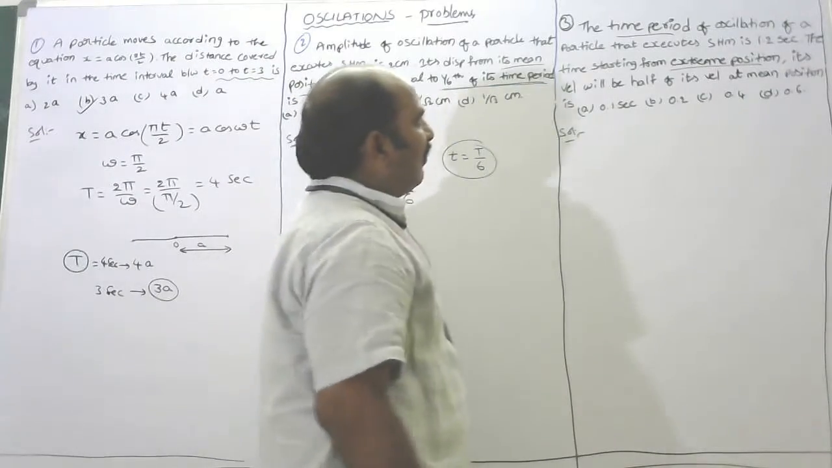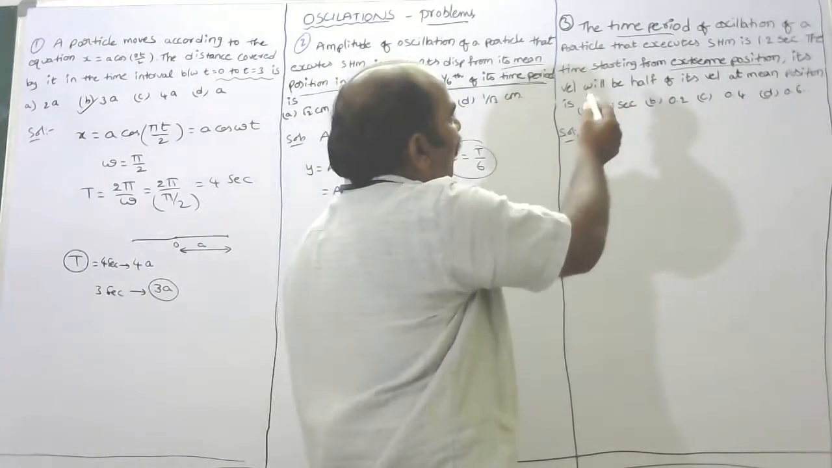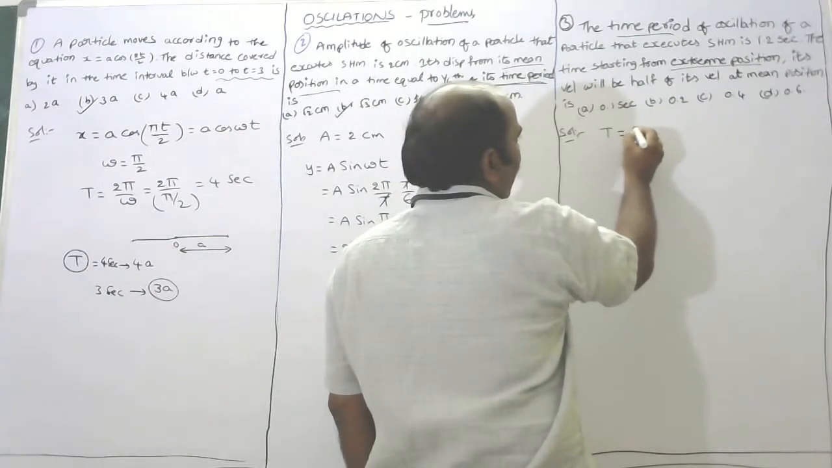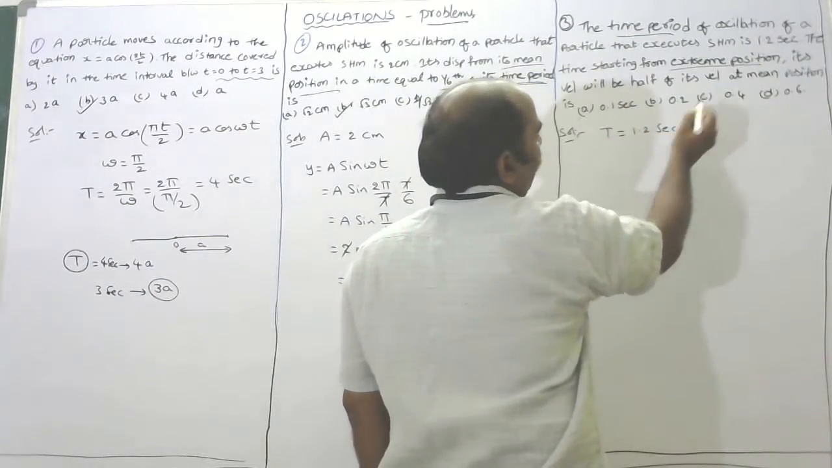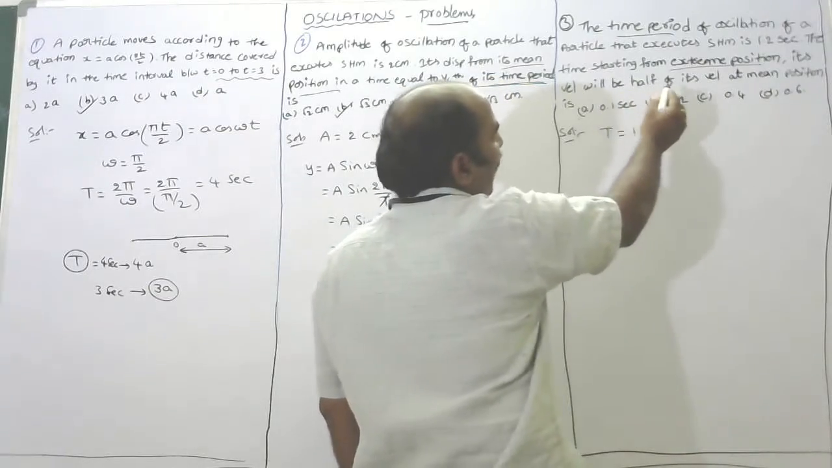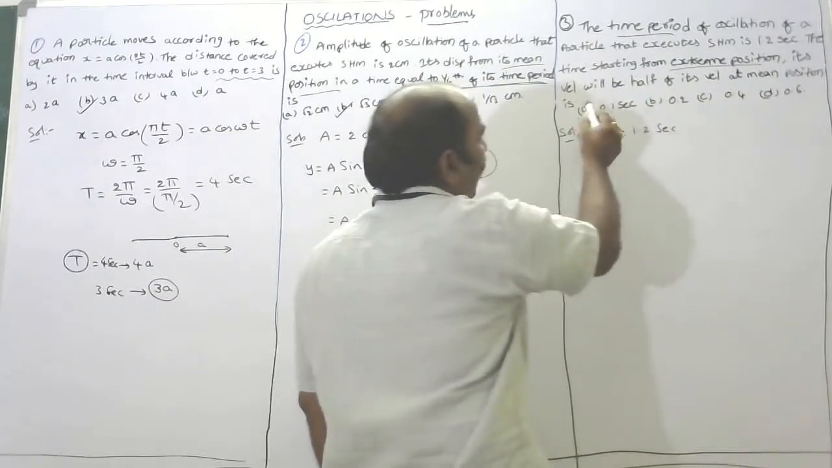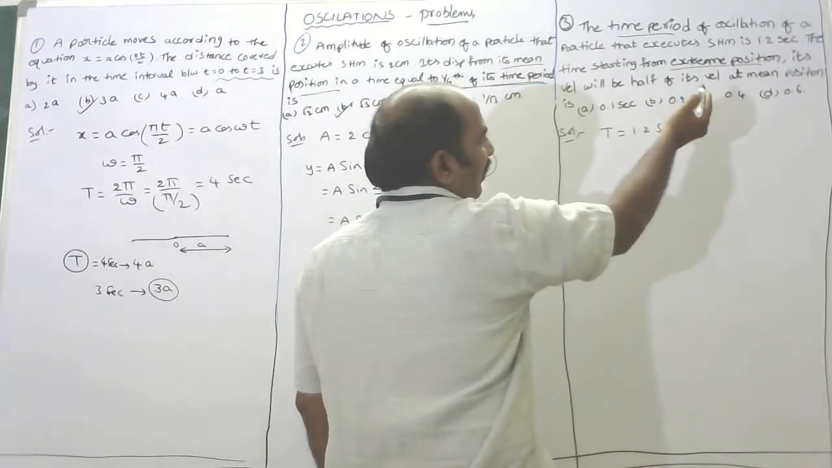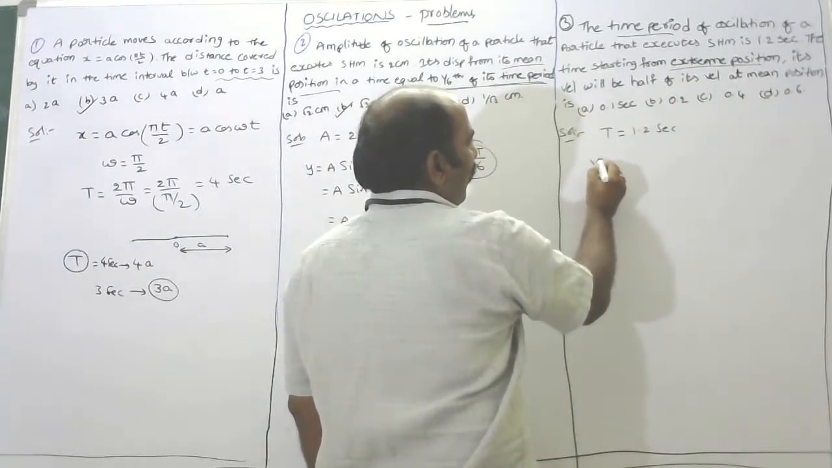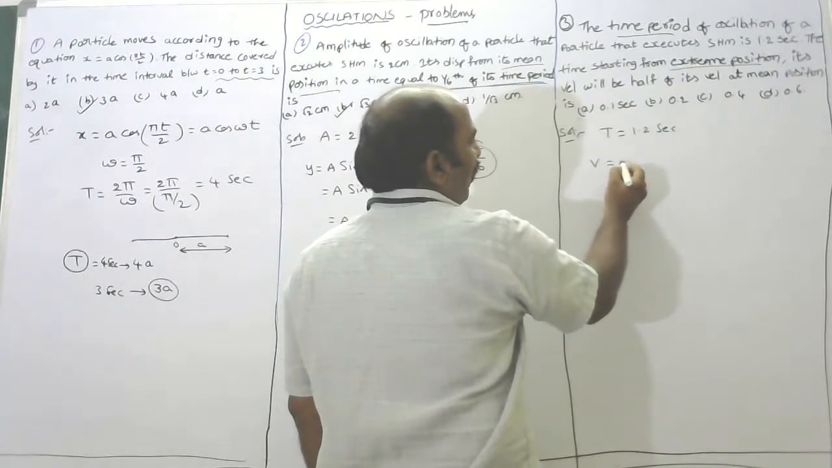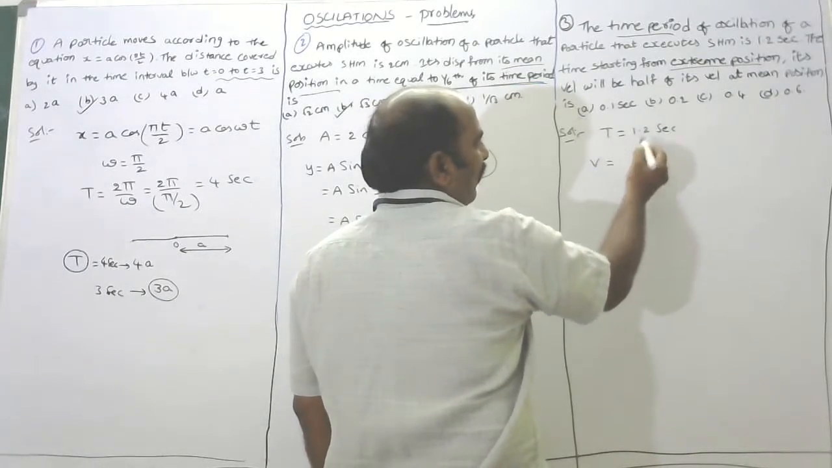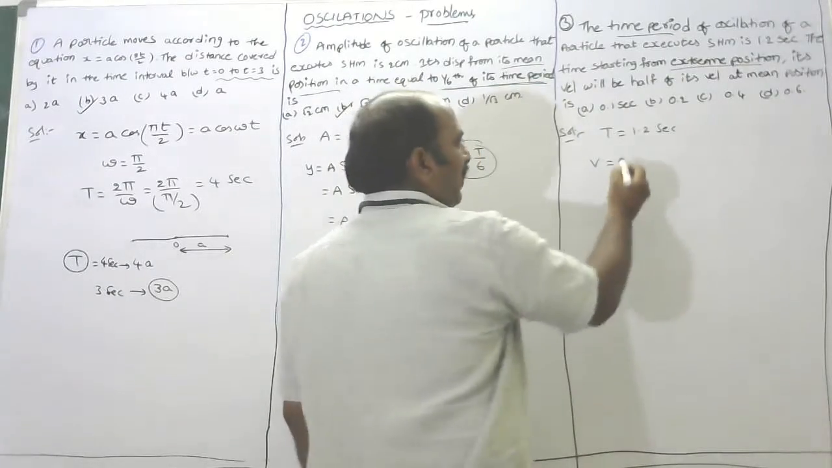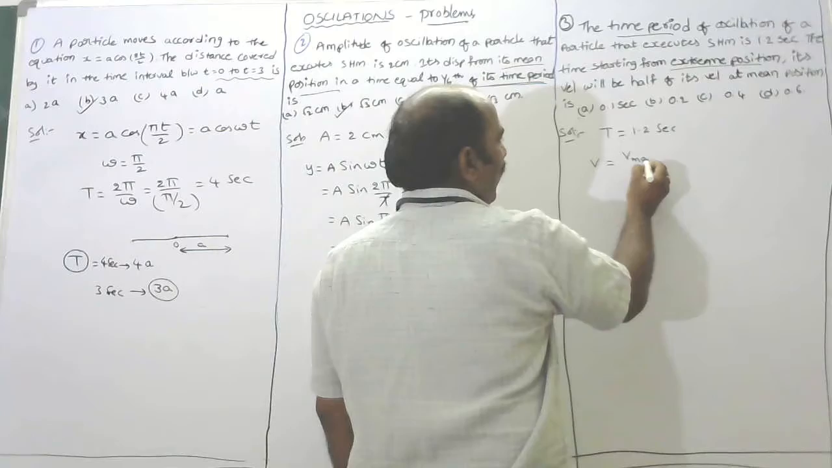Now see another one. The time period of oscillation of a particle that executes SHM is capital T. Time period is 1.2 seconds is given. The time starting from extreme position at which its velocity will be half of its velocity at mean position. Here given a condition, that is velocity at any instant v is equal to half of its velocity at mean position. You know, at mean position velocity is maximum. That's why you write v is equal to v maximum by 2.